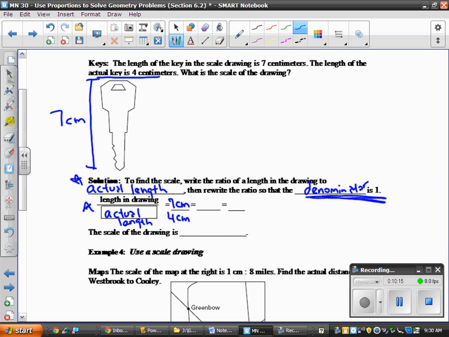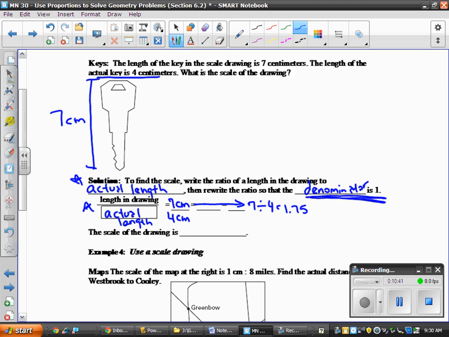So when we're talking about scale, we tend to always write it as almost a unit measure. That is what we tend to say in math, a unit measure, which is always with the denominator of 1. And what you do is take 7 divided by 4, which is going to give you 1.75. So that's going to be your scale, 1.75.